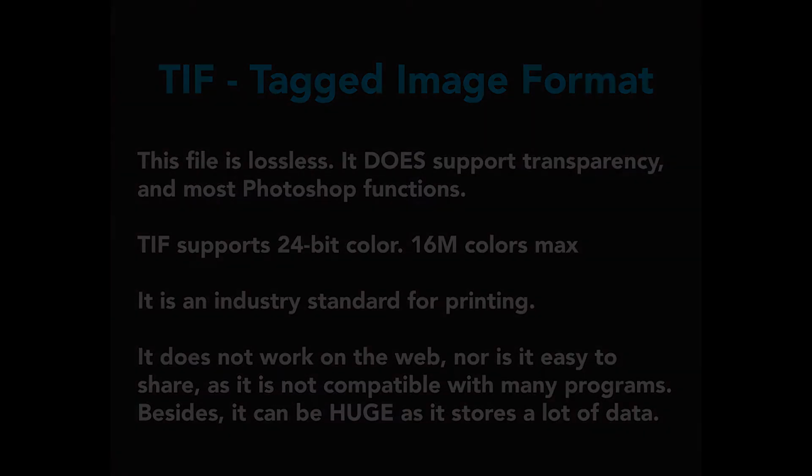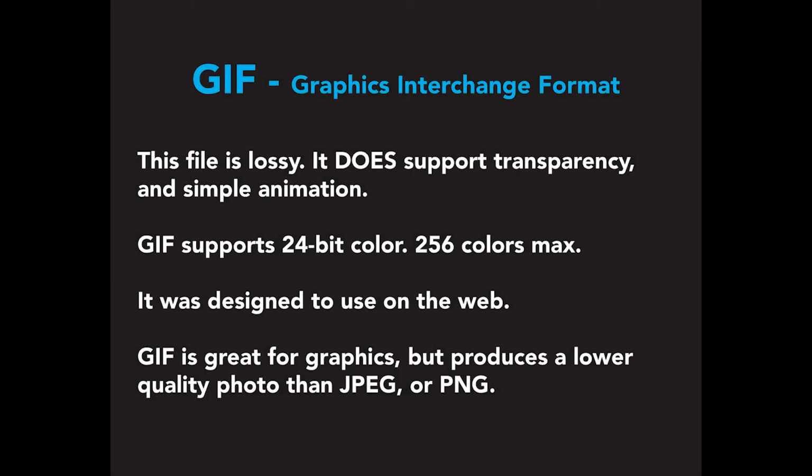GIF file, graphics interchange format, it was invented specifically for the web. It is a lossy file, but it does support transparency and simple animation. Hence all those GIF files that you see flying around on all social media. GIF supports 24-bit color, but only 256 colors maximum. So it doesn't have the color depth or the clarity that you would have in JPEG. It's great for vector art graphics, but since it produces at a lower quality, it's not great for photographs. PNG and JPEG are better for that.